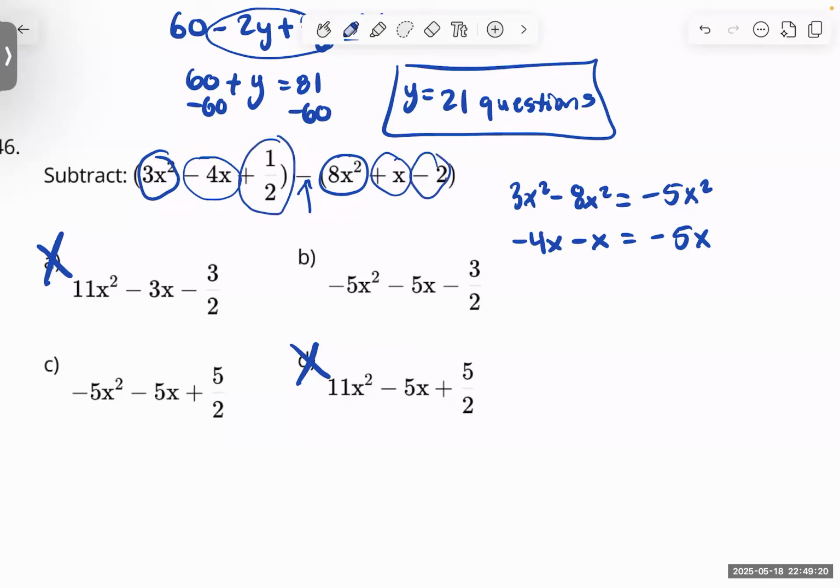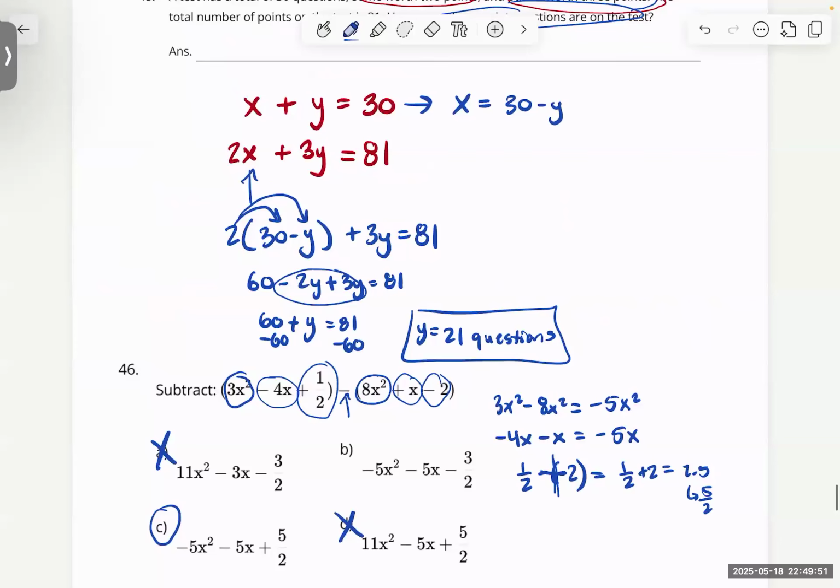1/2 minus a negative 2. If you have a minus and a negative, this turns into a plus. So we have 1/2 plus 2. Let's see, 1/2 plus 2 is 2.5, which is equal to 5 halves. Answer is C.